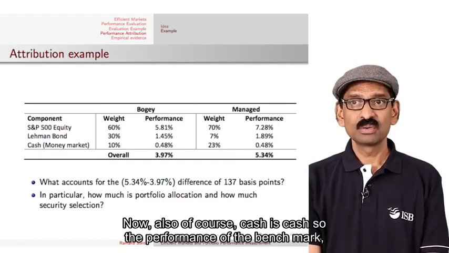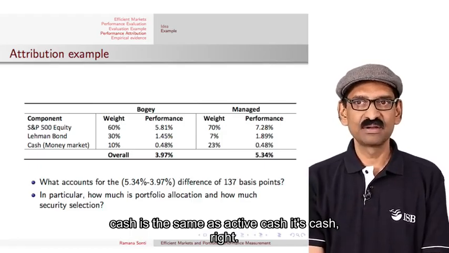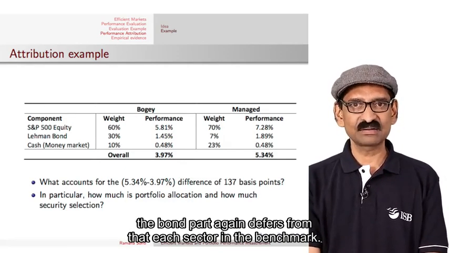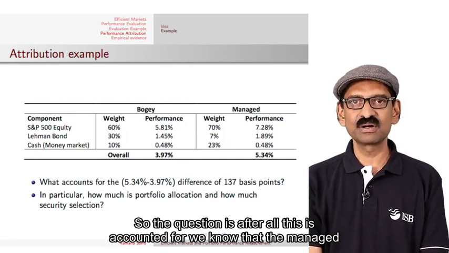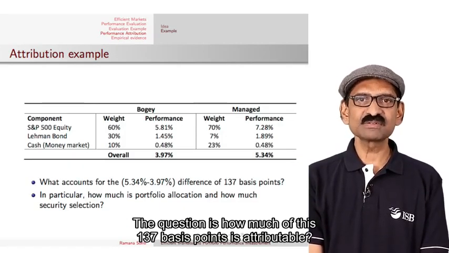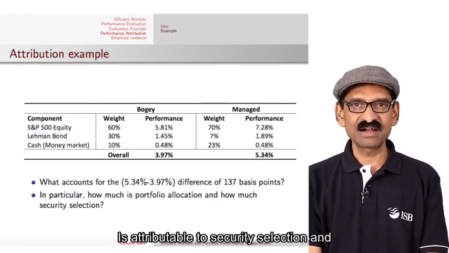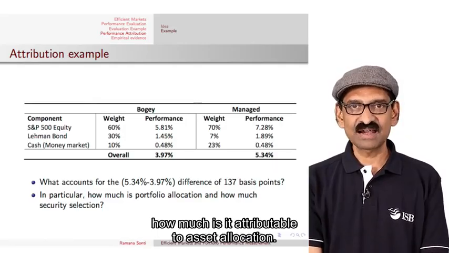Now, also, of course, cash is cash, so the performance of the benchmark cash is the same as active cash. But with stock and bond, you will observe that his performance in the stock part and the bond part again differs from that of each sector in the benchmark. So the question is, after all this is accounted for, we know that the managed portfolio outperformed by 1.37% or 137 basis points. The question is, how much of this 137 basis points is attributable, and hence the name attribution, to security selection, and how much is attributable to asset allocation?